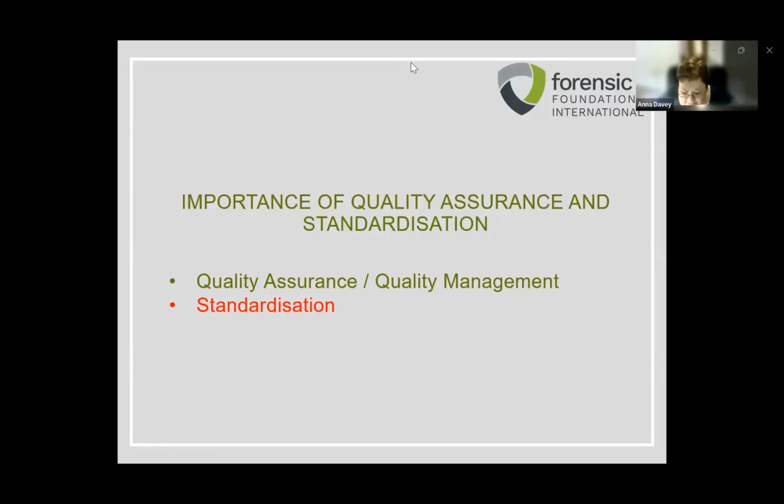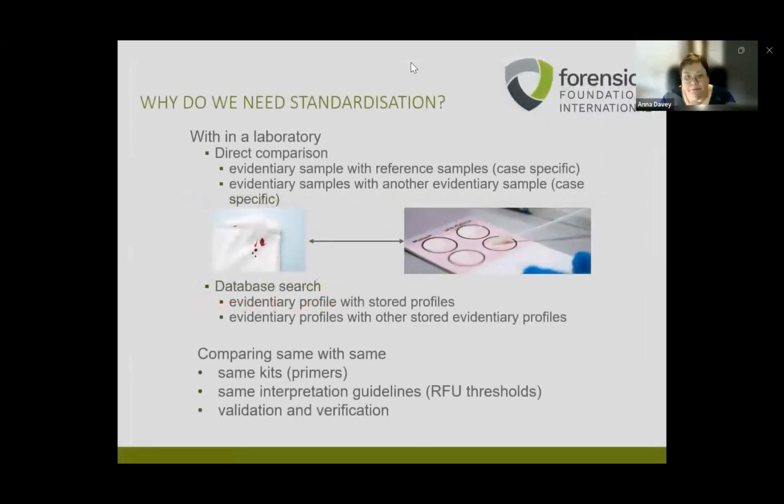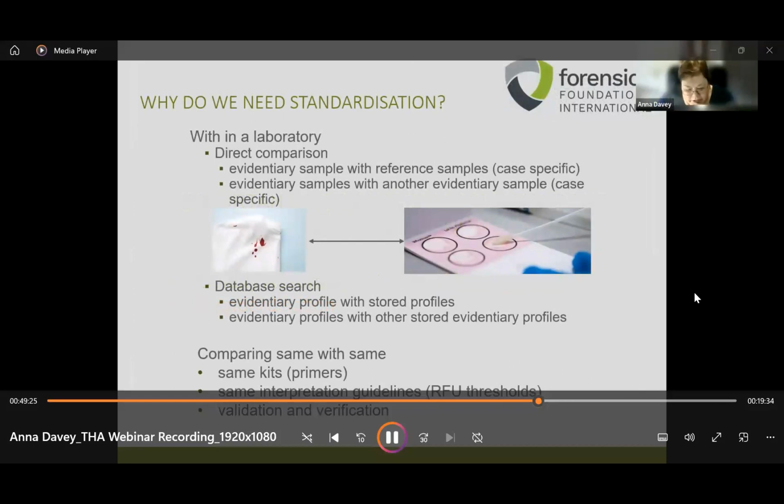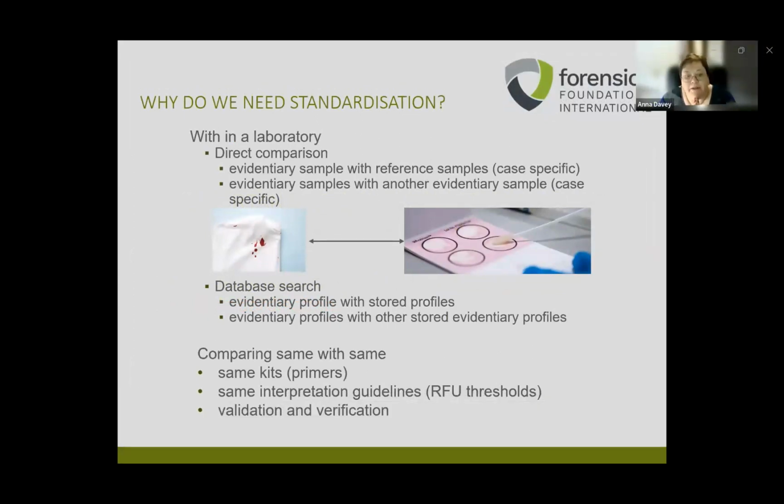All right, so what I want to talk about now is standardization. So why do we need standardization? I just want you to think for a moment about a case that might come into a forensic science lab where you've got, in this case, a blood stain on a shirt, and there was an alleged assault. You've got a victim, you've got a couple of suspects. And so what we're looking for here is a direct comparison between the blood that's on the shirt or the t-shirt with the reference samples that relate specifically to this particular case. It's a direct comparison.